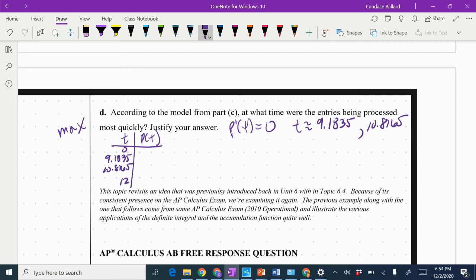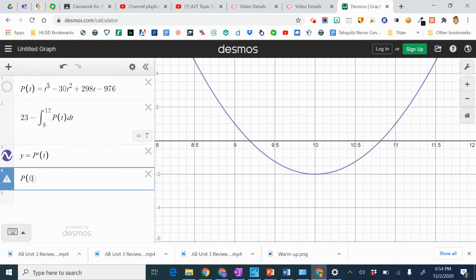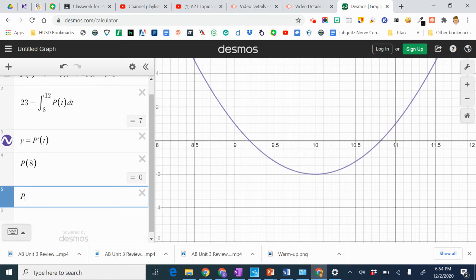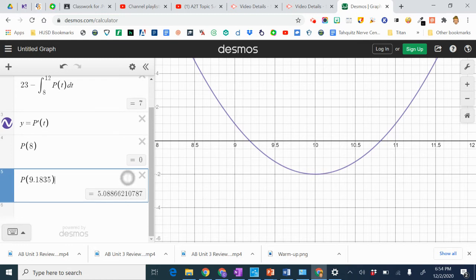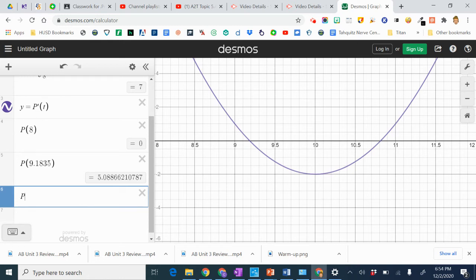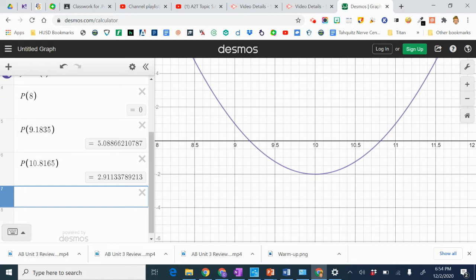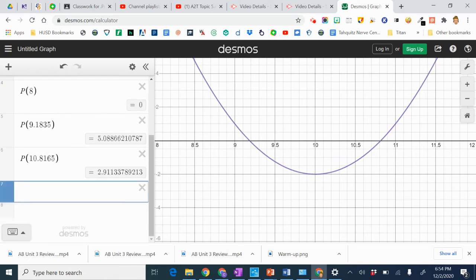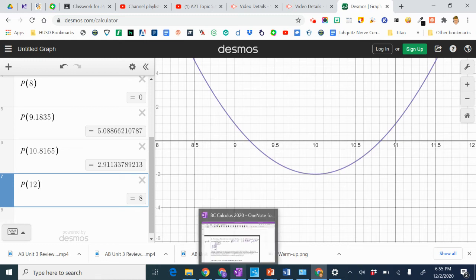10.8165. So now I need to take this and plug it into my original P, and I'm going to use my calculator to do that again. So I want my original P. I want P of 8. All right. And then I want P, and I'm going to use the decimal point that we wrote down instead of the one that we calculated on the graph, 9.1835. If you use the left side of the calculator in Desmos, you get more accurate values. And then 10.8165. For my test, if you do use the values that were on here in Desmos, I would accept your answer. And then P of 12. So I'm going to write all those values down. I'm probably only going to write the 3 decimal places in my chart.